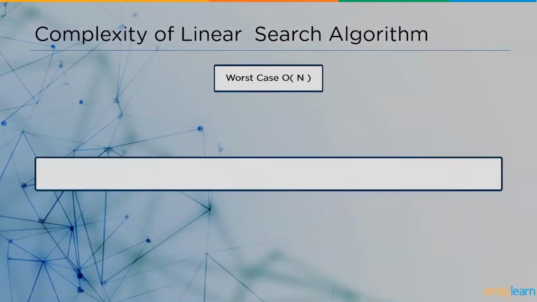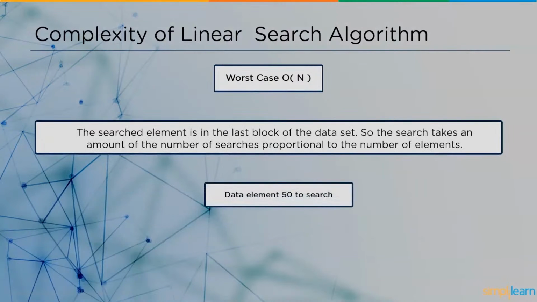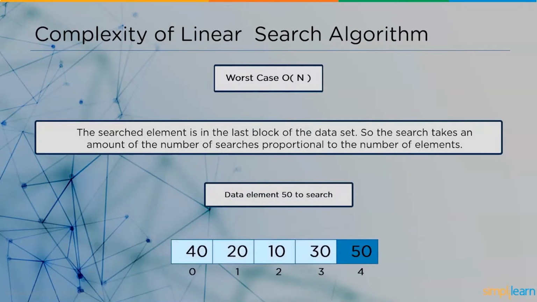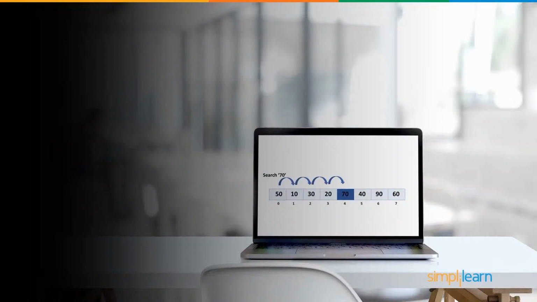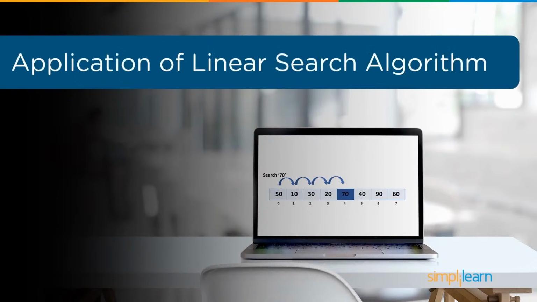Finally, we have the worst case, which is big O of N, which is same as that of the average case of the linear search algorithm and happens when the search element is in the last block of the dataset. As a result, the number of searches required is proportional to the number of elements. As demonstrated in this example, the search element 50 is found in the last block of the array index, which is 4. In the next segment, we will look into some real-world instances of linear search algorithms.